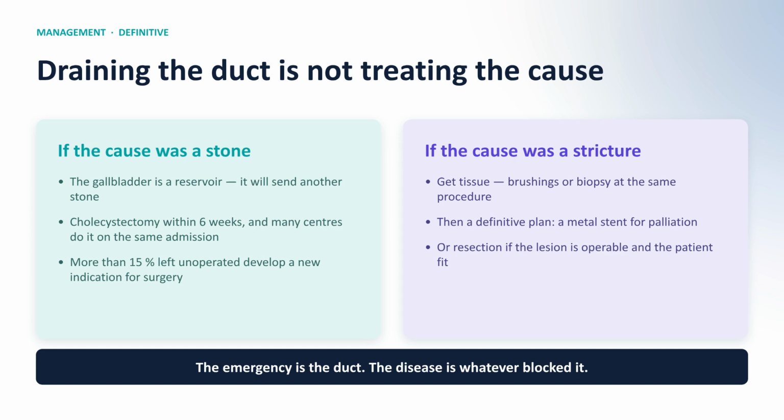If the cause was a stricture, the path is different. You need tissue, brushings or biopsy at the time of the procedure, and then a definitive plan, a metal stent for palliation, or resection if the lesion is operable and the patient is fit.